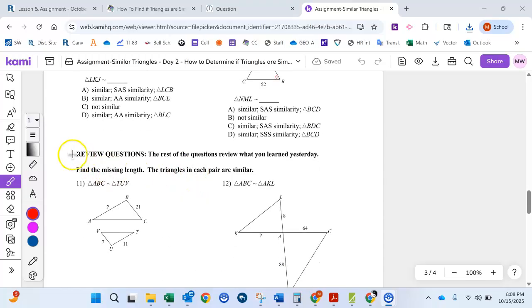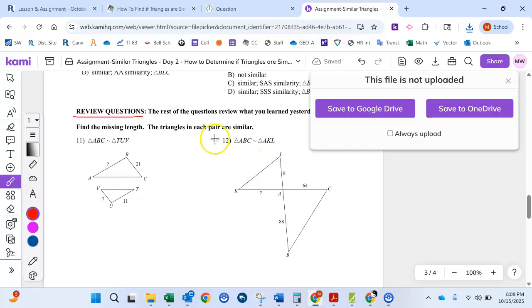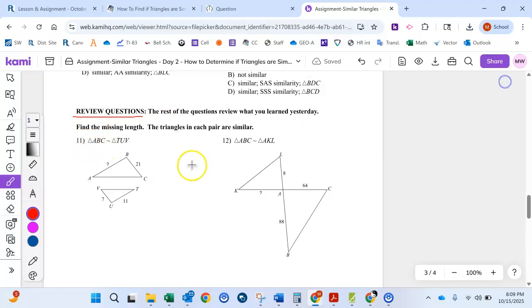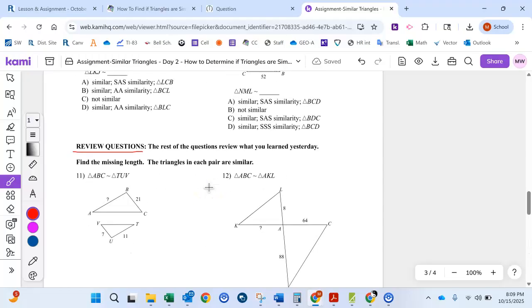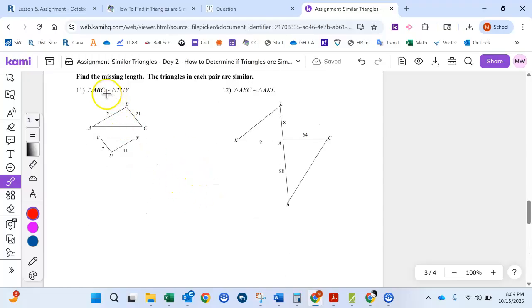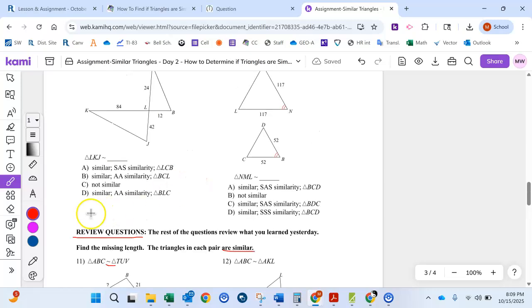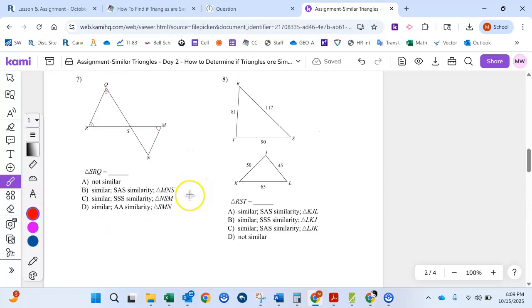After that, you're going to have some review questions, which we did yesterday, or the last lesson. Questions 11 through 14, only 4 questions, tell you that they are similar. When they are, it asks you to find a side. We did that in the last lesson, so you're just going to review that. But first, let's do this.